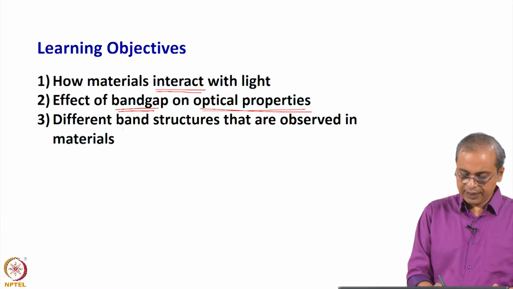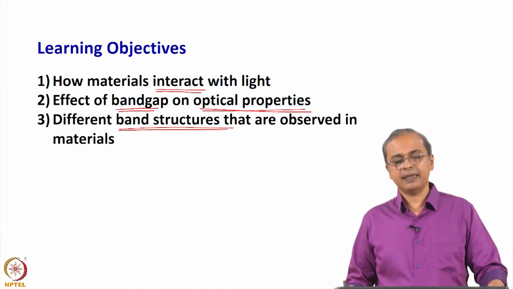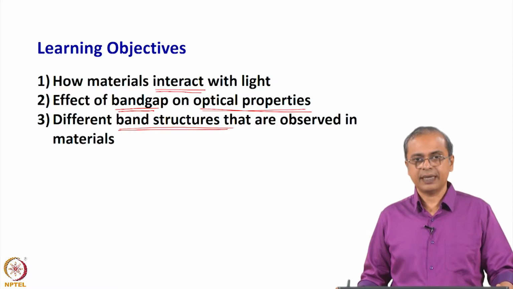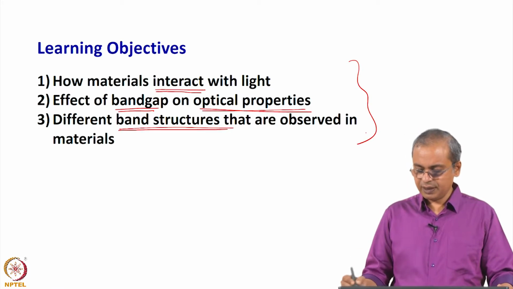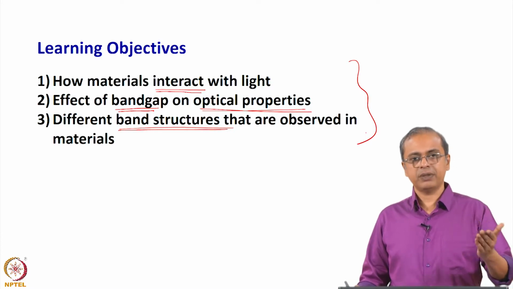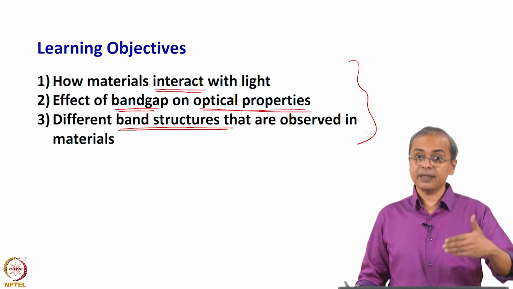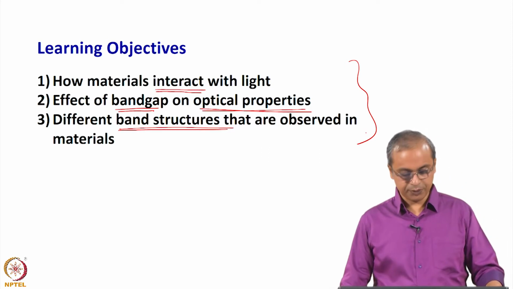We will finally also look at different band structures that are observed in materials, and in that context get a sense of what is possible with various materials. So, those are our learning objectives. It will give us some idea of the phenomena of interaction of light with matter and some idea of the internal working of the material and how that impacts the optical property that we are observing.